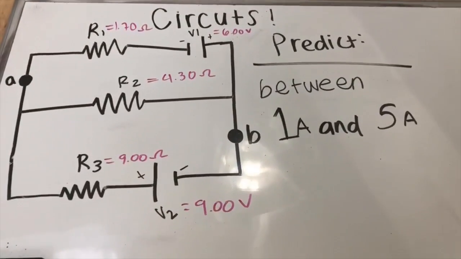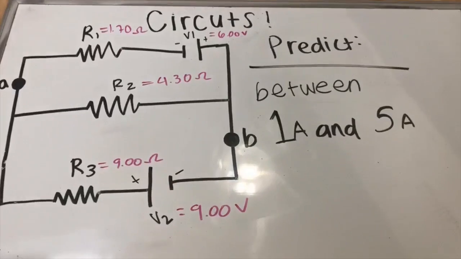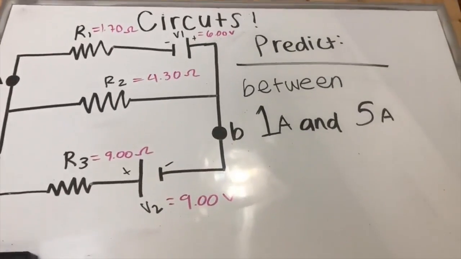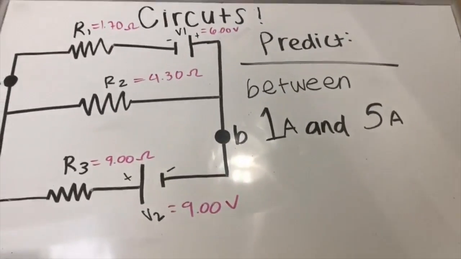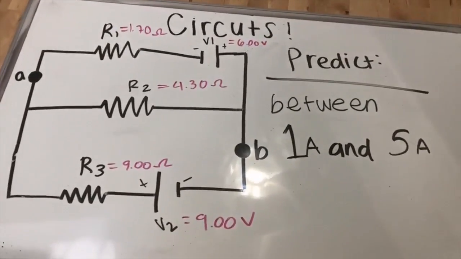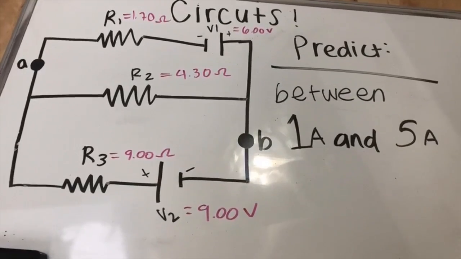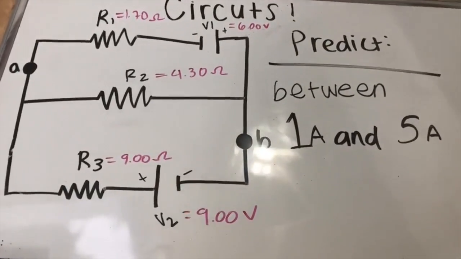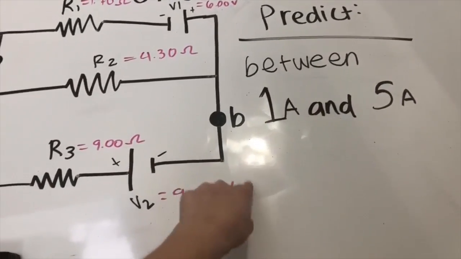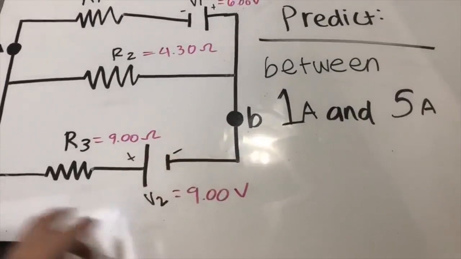Okay, and then to predict, so that we can compare at the end, I predicted a range between 1 amp and 5 amps, because when you consider V equals IR, you can conclude that the current cannot really be much more than 5, and it's definitely not going to be much more than 1 to make sense at any point on the circuit.